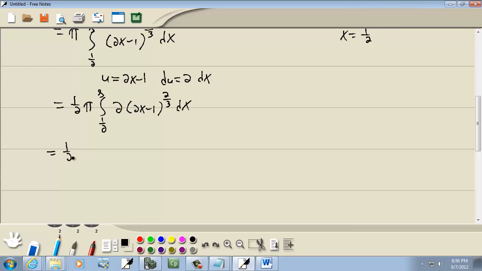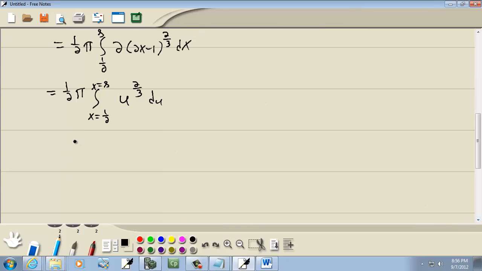And now I can do my substitution. Now these values I'm going to put as x equals 1/2, and x equals 8. We don't want to forget those are actually x values. 2x minus 1 gets replaced by u, so this is u to the 2/3 power, and 2 dx gets replaced by du. Well, then we want to add 1 to our power, divide by our new power. If I add 1 to this, that gives me 5/3. So we're going to have 3/5 u to the 5/3, 1/2, and 8.